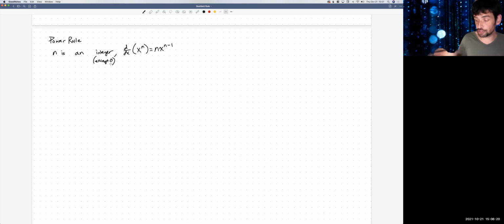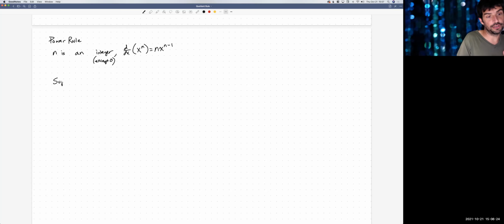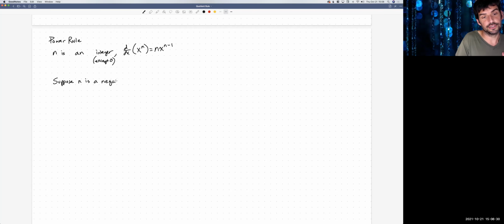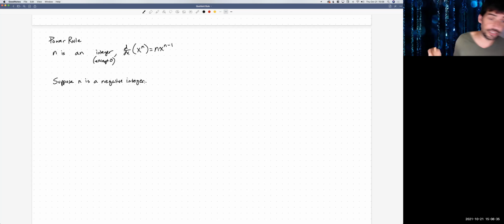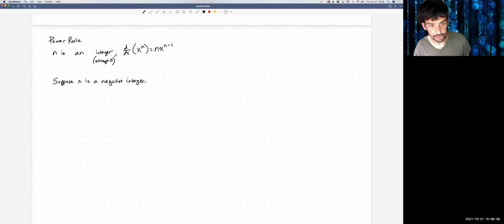Let's prove this. Let's use the quotient rule to show this is true. Suppose n is a negative integer. We already know this is true for the positive integers, so let's look at the negative integers. So n is a negative integer.